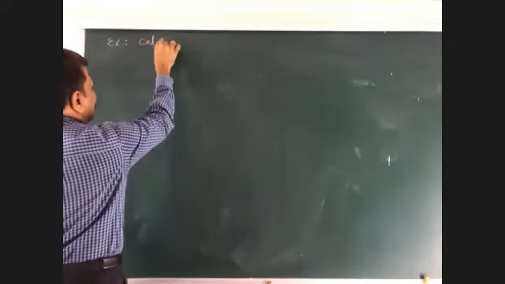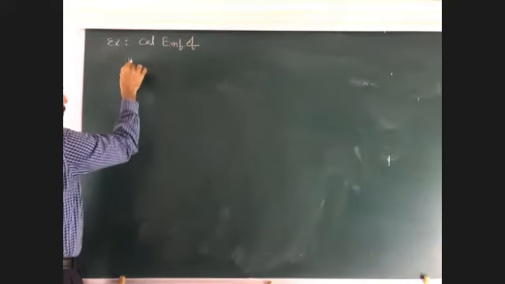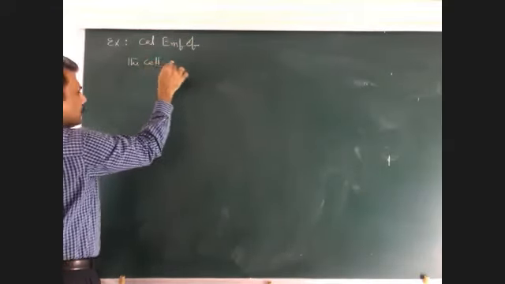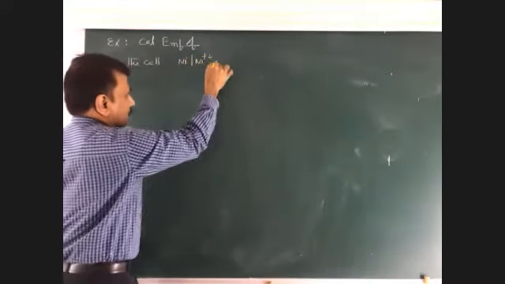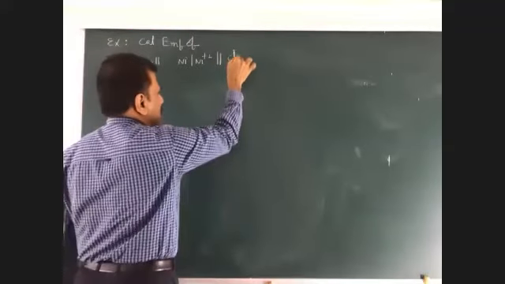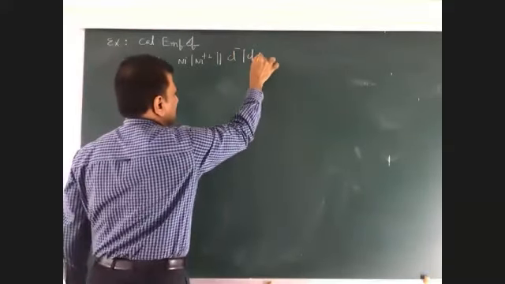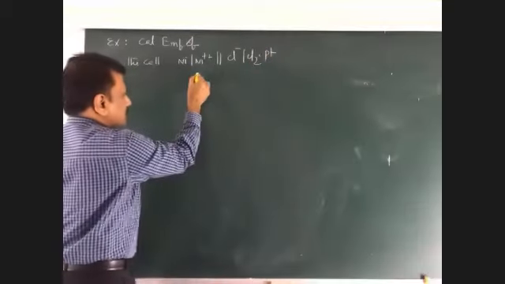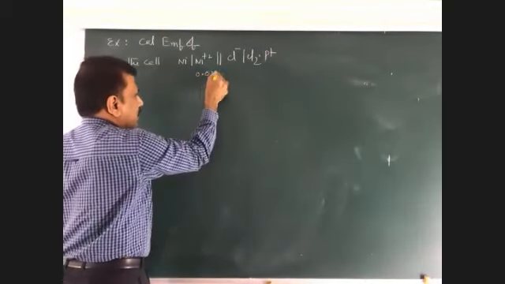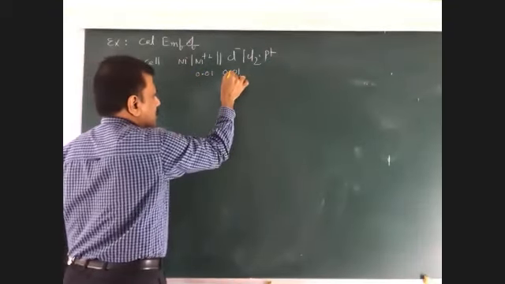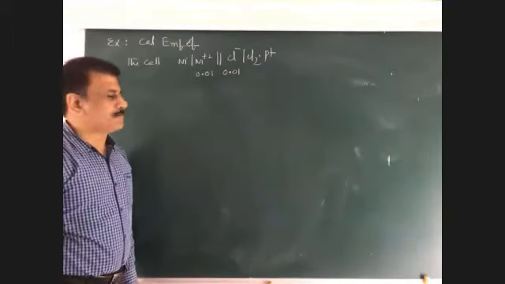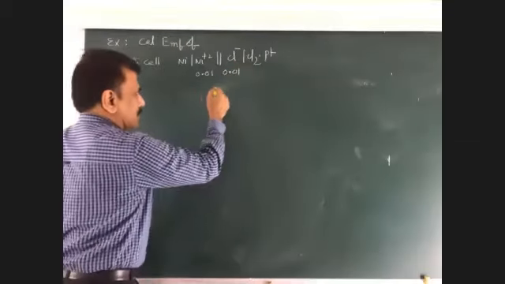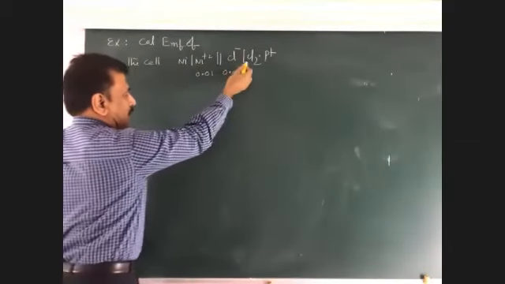Calculate the EMF of the cell: Ni bar Ni plus 2 salt bridge Cl minus Cl2 platinum. The concentration is 0.01. The concentration is 0.01. Only concentration changes here. This is a metal electrode and a non-metal electrode.